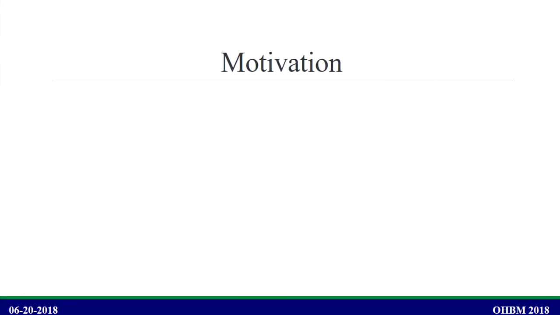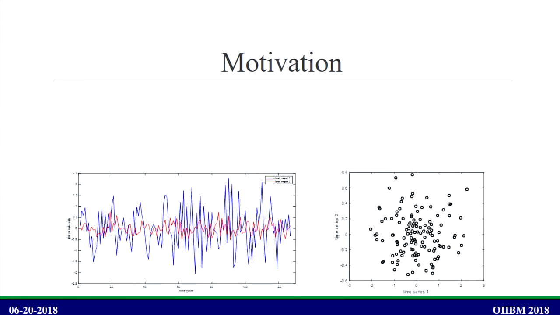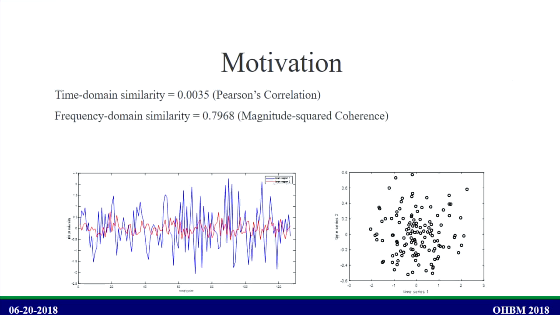However, let's look at this example. These blue and red signals represent BOLD signals from two distinct brain areas within the language network in a healthy participant. Visually, they don't look very correlated to each other, and the same is also reflected by Pearson's correlation on a scale of 0 to 1. However, when we look at similarity in the frequency domain, the similarity is relatively higher. When we look at the similarity in the wavelet domain, again, the similarity is relatively higher.